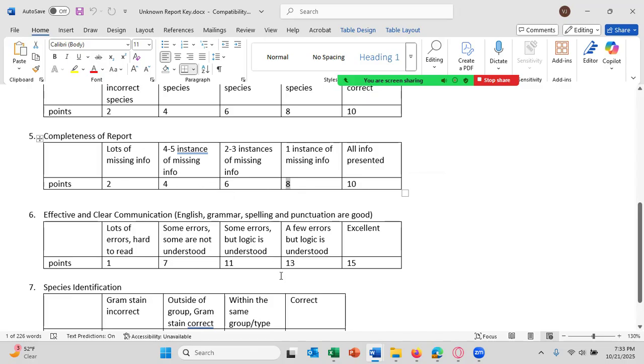If the grammar, the English, the spelling, and the punctuation are all excellent, you get 15 out of 15. If you have very few errors, but the logic is understood, you get 13 out of 15. If you have some errors, but the logic is still understood, you get 11 out of 15. If you have some errors and some of them are not understood, meaning your logic is not understood, you get 7 out of 15. If you have lots of errors and the paper is hard to read, you get 1 out of 15.